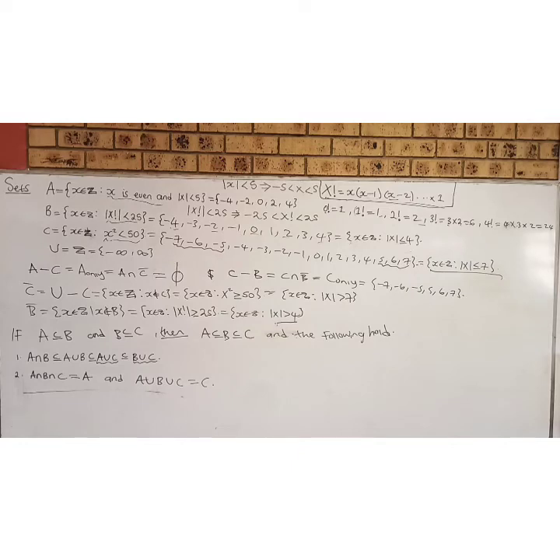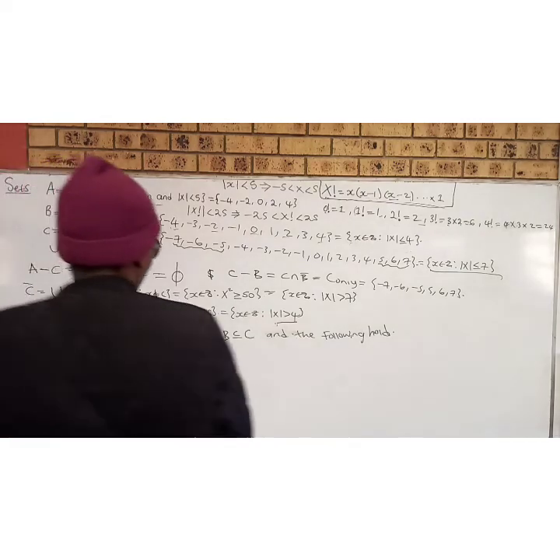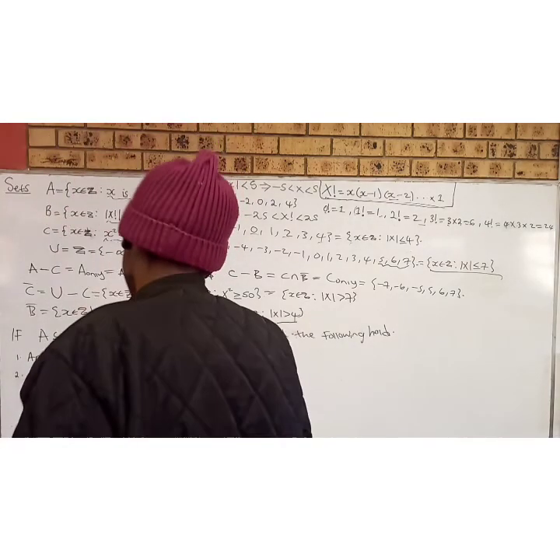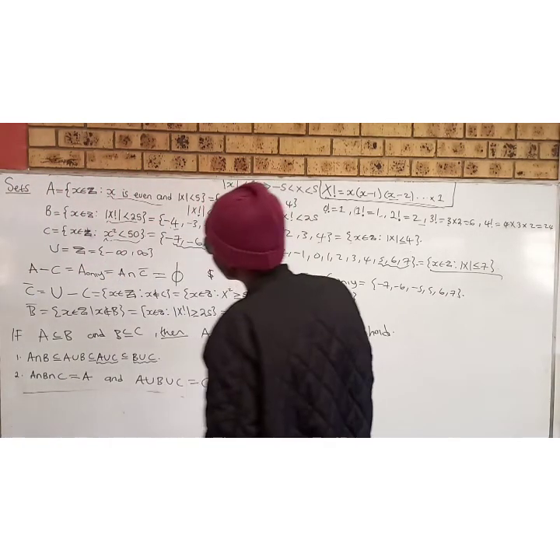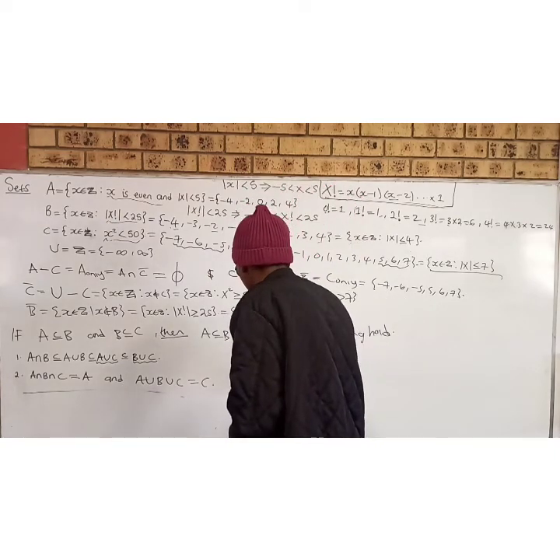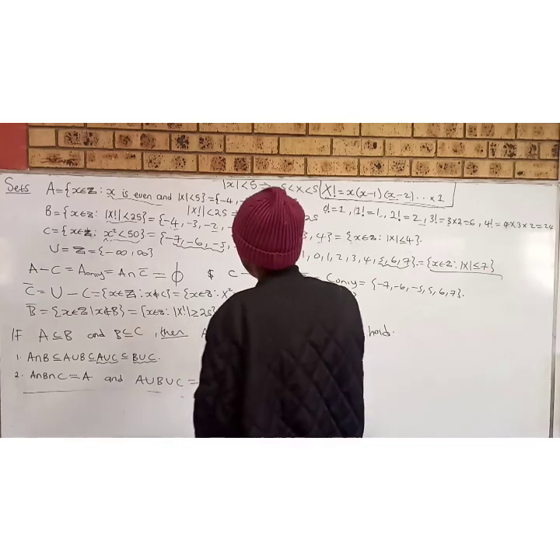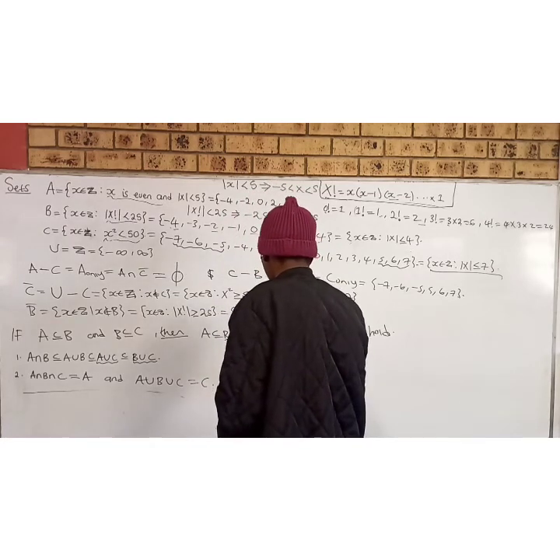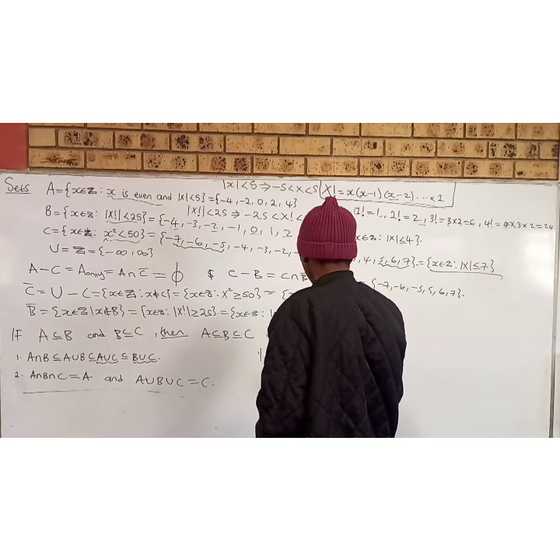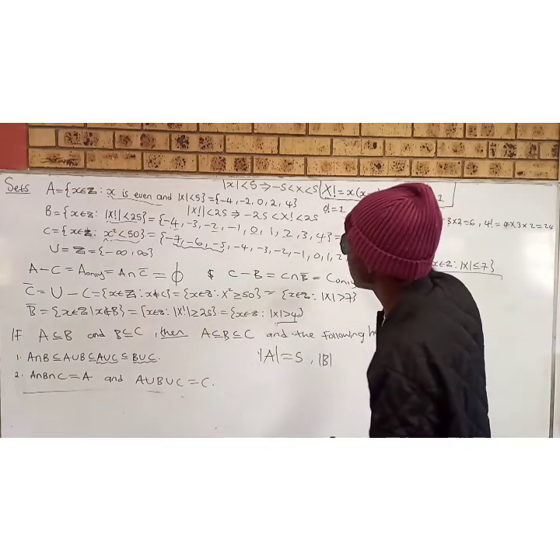So you just have to understand, don't cram these things. We'll do more examples as time goes on. I just need you to understand that under set theory, we also have the cardinality of a set. A cardinality of a set is the number of elements in a set. So cardinality of set A, we count the elements that are in A: 1, 2, 3, 4, 5. So it's 5.